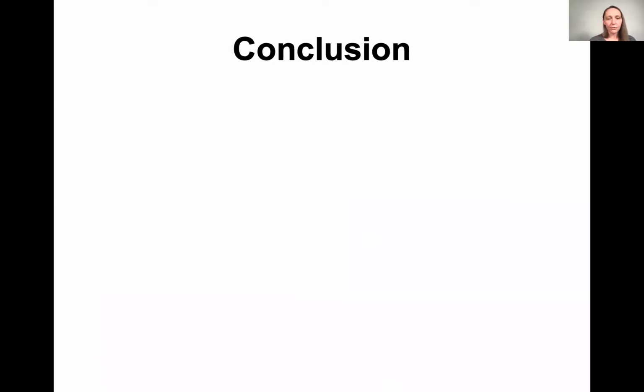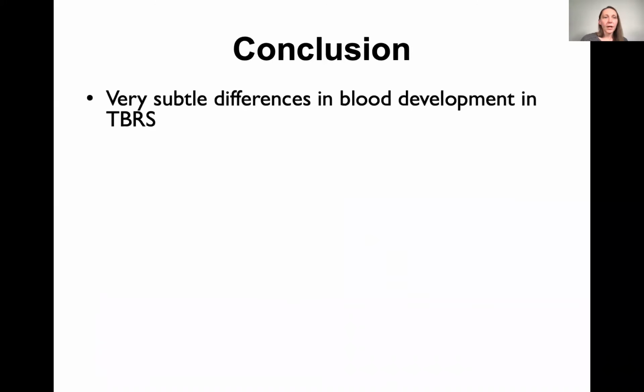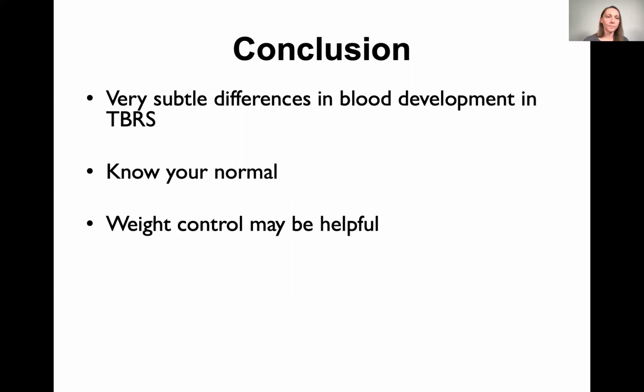Okay, so just to wrap up my part of the talk, overall, we only found very subtle differences. By and large, the values we got were within normal range. There were just slight differences between the TBRS individuals and the individuals without TBRS. Know your normal. I think that's important. Have a normal baseline so that you have something to compare it to, should you have anything concerning arise that prompts your doctor to get another blood cell test done.